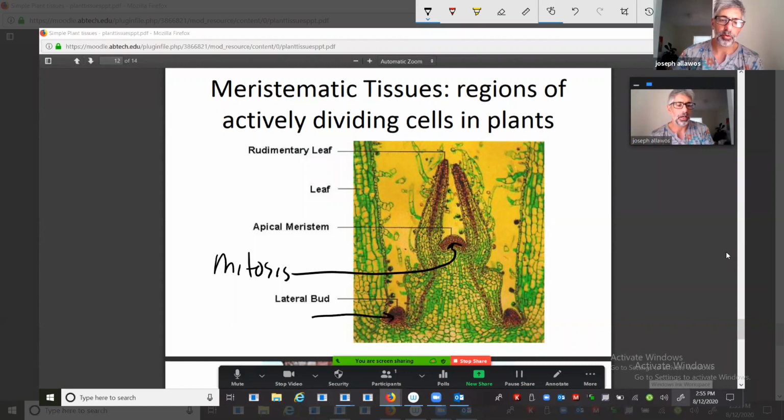And then here are some lateral buds a little lower down, which are also meristems. So we have different kinds of meristems. The apical meristem increases length of the stem. So as these cells do mitosis and divide, the stem grows in this direction, okay? So that's an example.